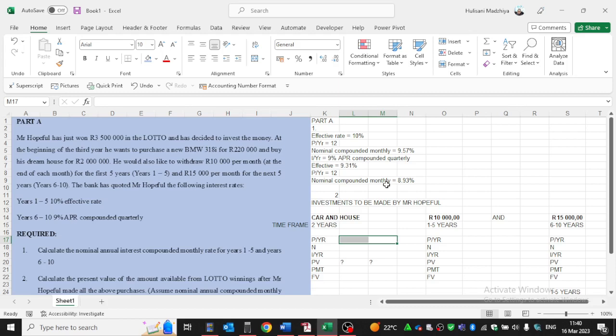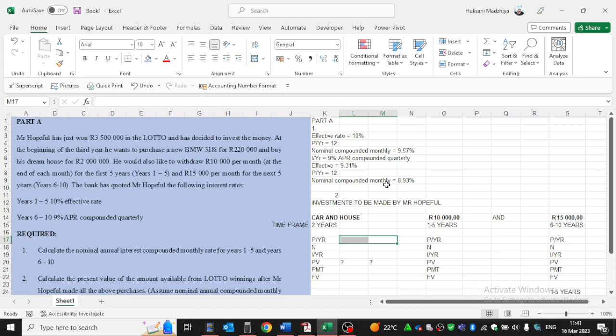So this is a time value of money question. It goes as follows. It says that Mr. Hopeful has just won 3,500,000 in the lotto and has decided to invest the money. At the beginning of the third year, he wants to purchase a new BMW 318i for 220 and buy his 3 miles for 2 million. He would also like to withdraw 10,000 per month at the end of each month for the first 5 years, and then 15,000 per month for the next 5 years, from year 6 to year 10.